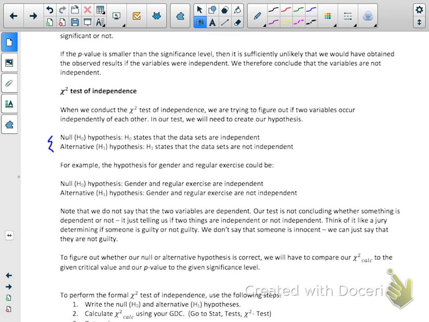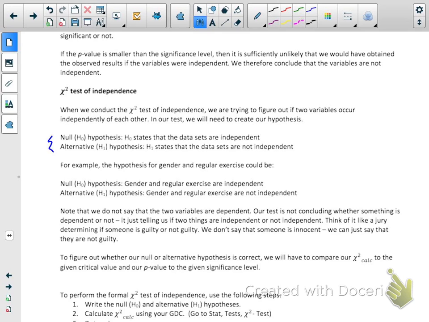And I know that's kind of silly to write those out, but that's the way they want you to do it. Now, we're not going to say that they're dependent partly because the test is not concluding whether something is dependent or not. It's just telling us whether they're independent or not independent. So they might be dependent on something, just not necessarily each other. So it's kind of like a jury telling if someone is guilty or not guilty. You don't say innocent, you just can't say for sure that they're not guilty. Or we can only say for sure that they're not guilty.